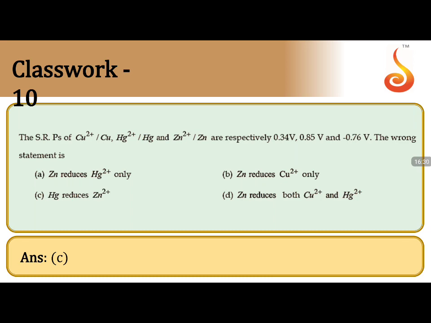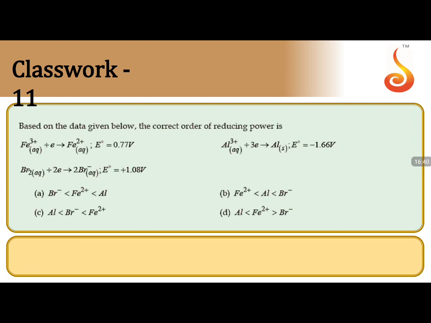The answer is option C, because zinc cannot reduce, mercury cannot reduce the zinc ions. That is the condition. Moving to the 11th question, based on the data, correct order of reducing power. Reducing power means which can undergo oxidation readily, that is, having more reducing power, opposite to the nature of a reducing agent, oxidation.